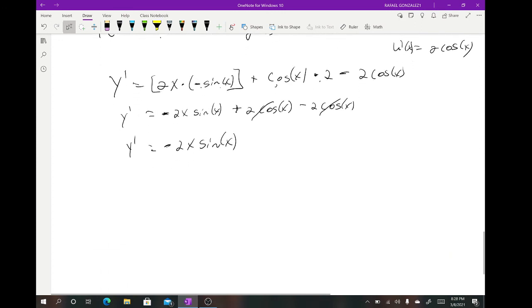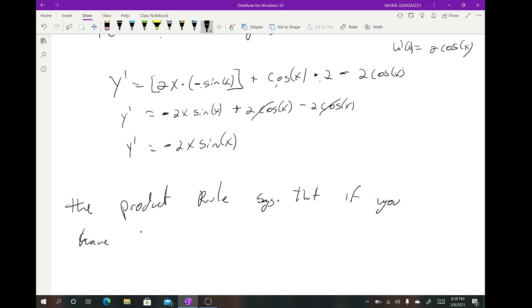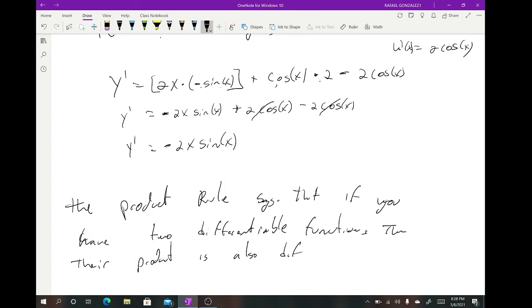Now, to summarize, the product rule says that if you have two differentiable functions or more, then their product is also differentiable. This is a rule that you have to memorize.